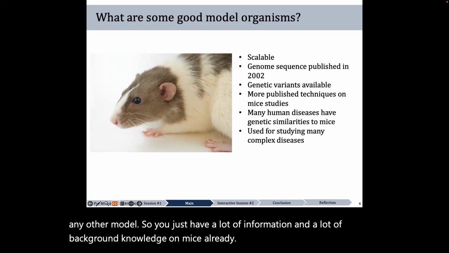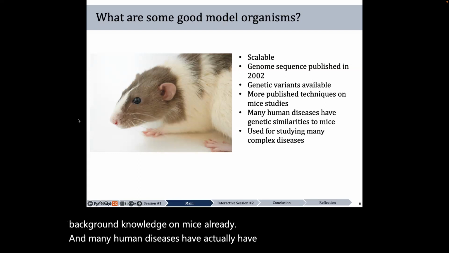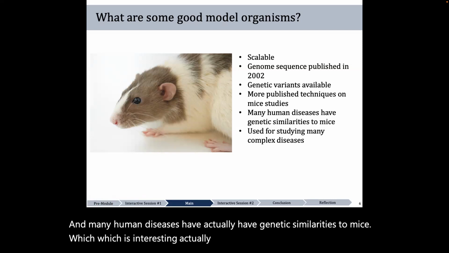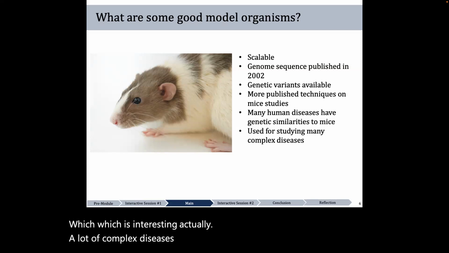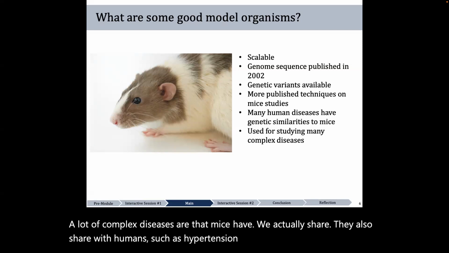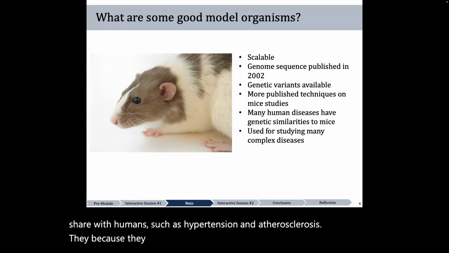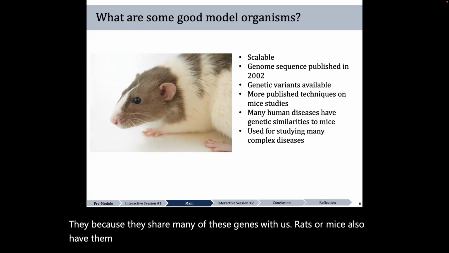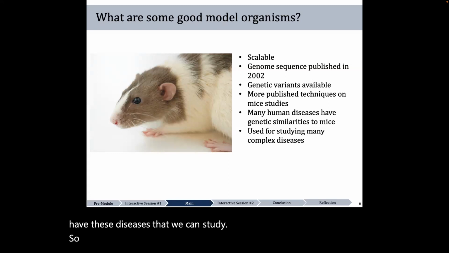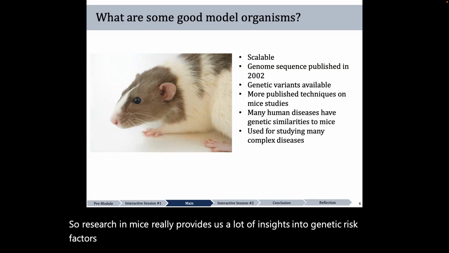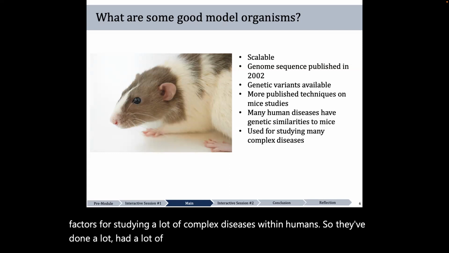Many human diseases actually have genetic similarities in mice, which is interesting. A lot of complex diseases that mice have, they also share with humans, such as hypertension and atherosclerosis. Because they share many of these genes with us, mice also have these diseases that we can study. So research in mice really provides us a lot of insights into genetic risk factors for a lot of complex diseases in humans. They've made a lot of contributions to our research on complex diseases.